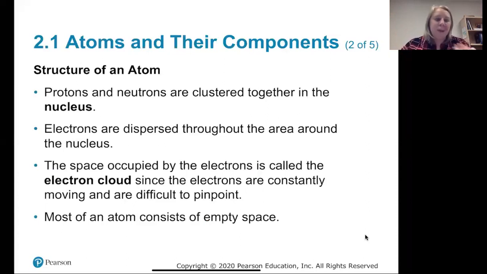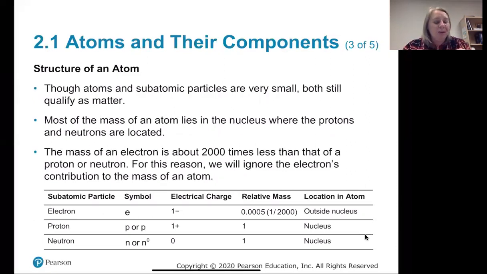We end up having lots and lots of empty space, but it feels solid to us because they're moving so fast. Even though the electron, the proton, and the neutron are all very small, they all qualify as matter because they have volume and mass. They take up space and they weigh something. Most of the mass of the atom lies in the nucleus, the protons and the neutrons. A proton and a neutron both have a mass of about 1, so their masses are equivalent. But an electron's mass is 2,000 times less than that of a single proton or neutron, so in calculations and practical applications, we just don't worry about it because it's so small.